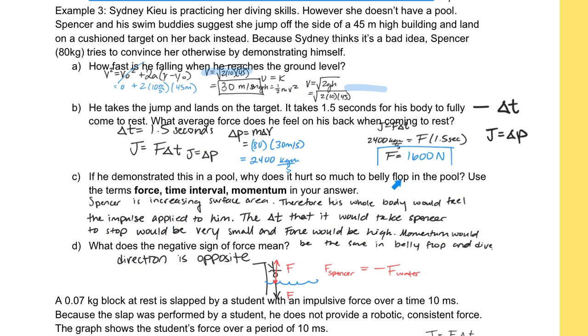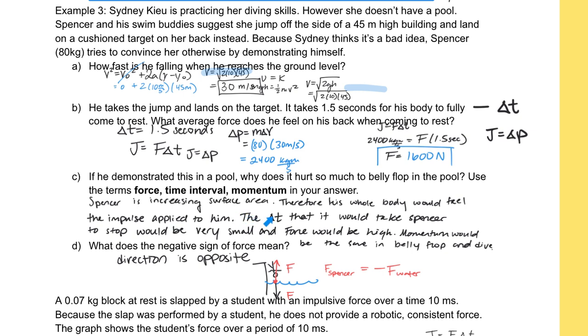Going on to letter C, if he demonstrated this in a pool, this explains to us why it hurts so badly to belly flop into a pool. Because you increase the surface area when you're jumping into a pool, his body would feel the impulse applied to him. Like his whole body feels the force instead of just his hands. If you're belly flopping, then your head, your muscles, your legs, your belly is going to feel the force. Whereas when you're diving, your hands would be the only ones that feel the force, and it wouldn't hurt as much.